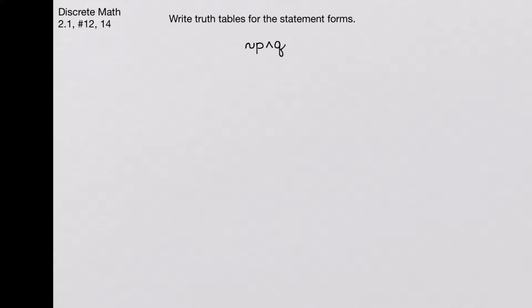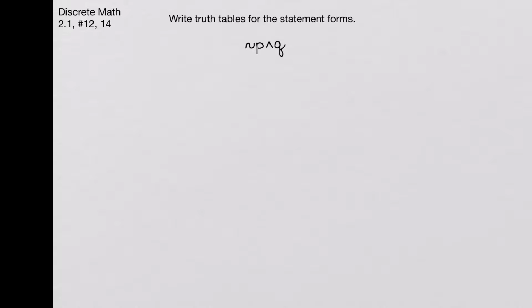When creating a truth table, the first thing that you need to do is determine how many unique variables you have. In this case, we have two: P and Q. Now, suppose we had not P and Q in parentheses or P. I would still have two unique variables in this case. So that's what we're looking for, how many unique variables, and we have two.